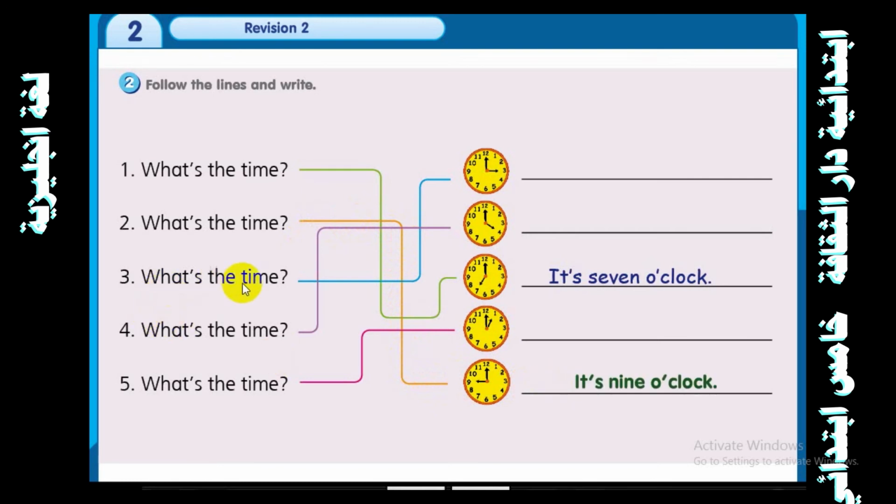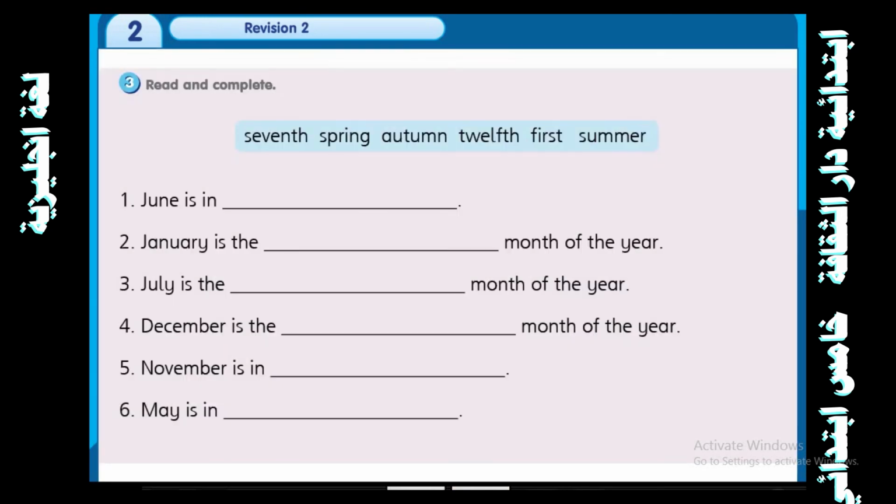Number 3, what's the time? Move with the blue line up, right? It's 3 o'clock. Number 4, what's the time? Move with the purple line. It's 4 o'clock. And here, what's the time? Yes, it's 1 o'clock. Now move to the last activity today.